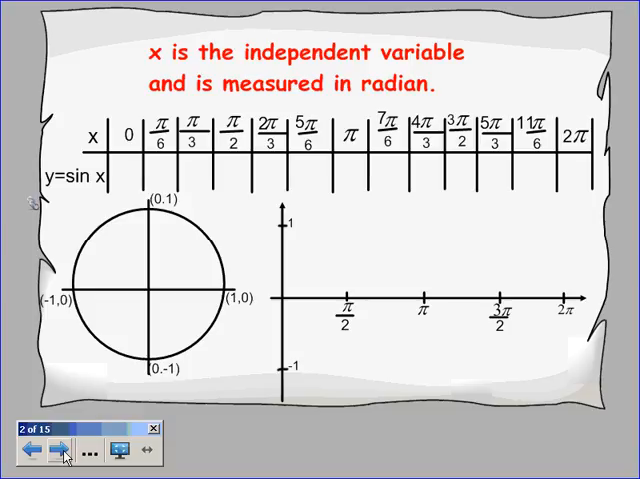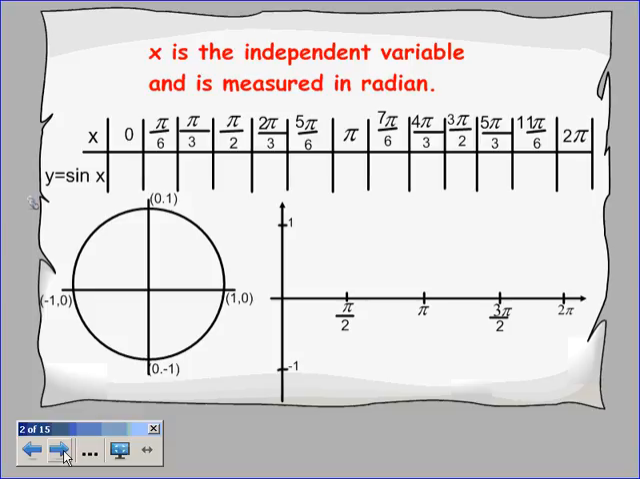And a reminder for you that x is the independent variable and is measured in radians. When we're doing the trig functions, x is the independent, and that's the way it is with our rectangular coordinate system too. But it's measured in radians, which you got to keep remembering. So our x-axis is going to be measured, and you see here in the bottom part, the graph there, the x-axis is in pi over 2, pi, 3 pi over 2, and 2 pi. And we'll have the negatives on there in a little bit.